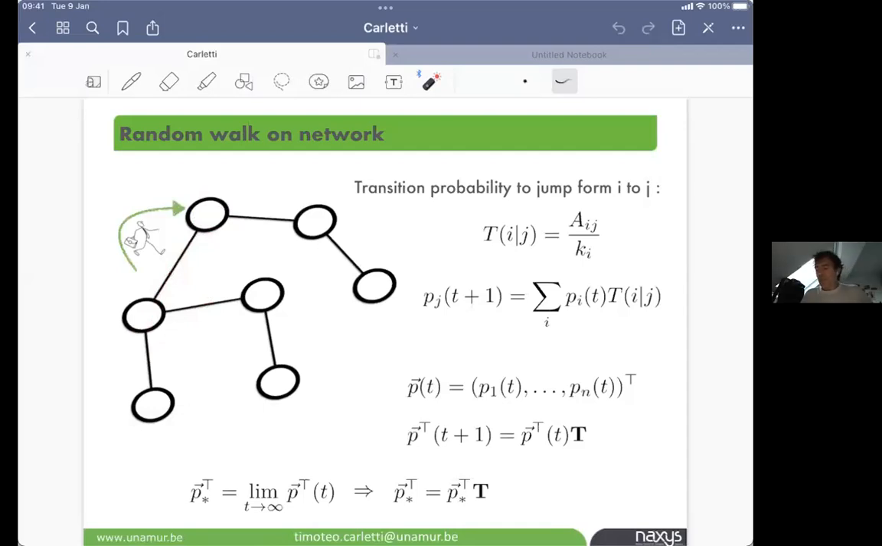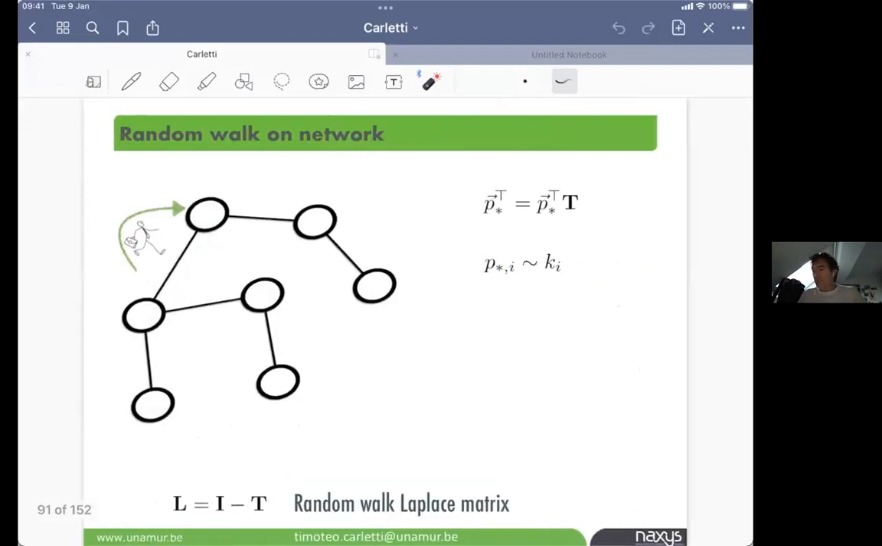So as I said, we have this asymptotic probability distribution, P star, which is the left eigenvector of this matrix. And you can realize that the solution of this equation is proportional to k_i. So the probability to find asymptotically the walker on node i is proportional to the degree of the node. Of course, you have to divide by a normalization to have a probability. This means that the nodes with a higher degree have a higher probability to find a walker over there. So the hubs, the nodes with the largest degree, are the nodes in which you can find the walker more often than in other nodes.